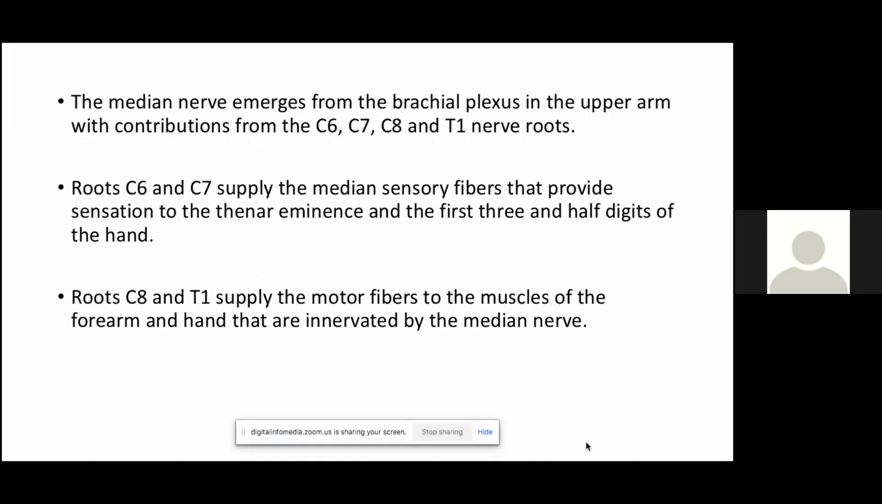The median nerve emerges from the brachial plexus in the upper arm with contributions from the C6, C7, C8, and T1 nerve roots. Roots C6 and C7 supply the median sensory fibers that provide sensation to the thenar eminence and the first 3.5 digits of the hand. Roots C8 and T1 supply the motor fibers to the muscles of the forearm and hand that are innervated by the median nerve.